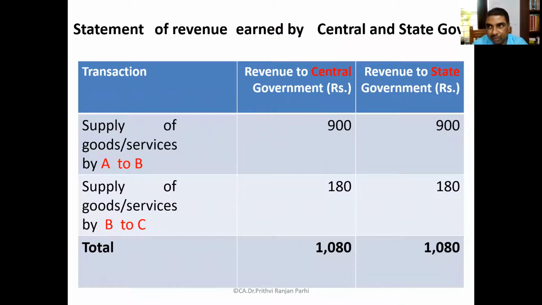Now this particular table, watch it very carefully. Let us see how much money is earned by these governments. Statement of revenue earned by the center and state governments. Now look at this table. The first column talks about the transaction. The second column is revenue to the central government, how much money the central government is getting. The next is revenue to the state government, how much it is getting.